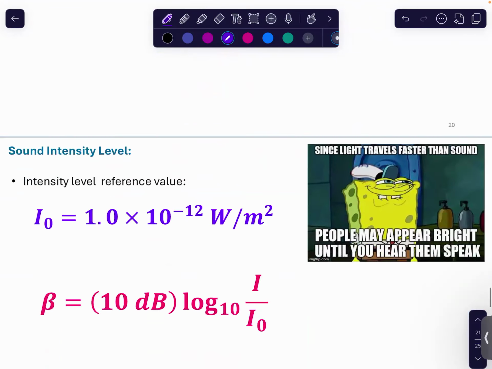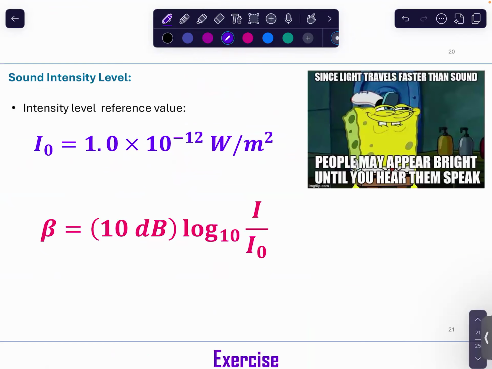Yep. Sound intensity level. This is where we start talking about decibels. You see that beta there? This is how you calculate the decibels of sound. The intensity of the sound you're hearing is compared to a reference value, which is 1.0 times 10 to the negative 12 watts per square meter. You're going to multiply that by 10, and that'll give you decibels.